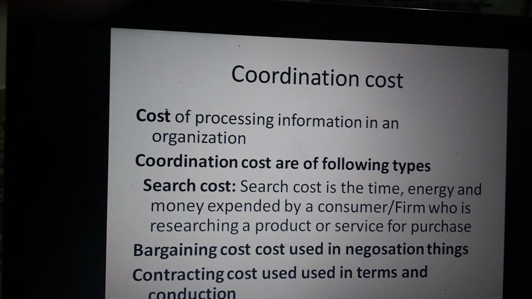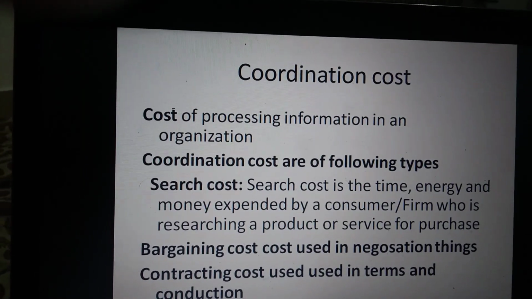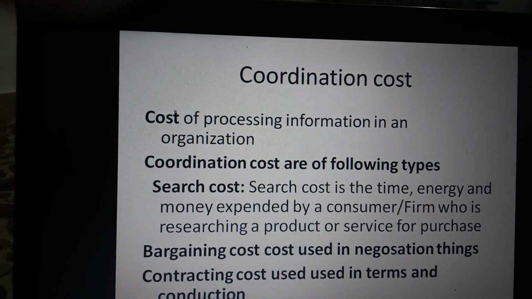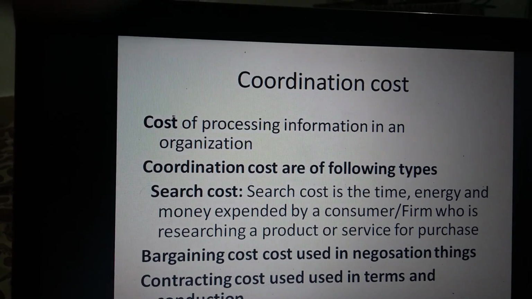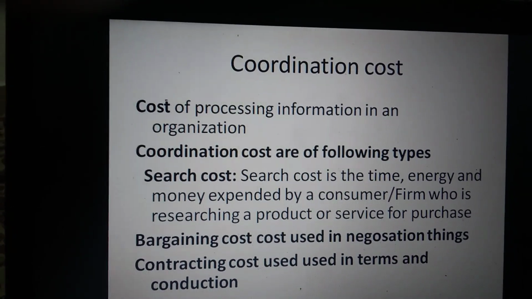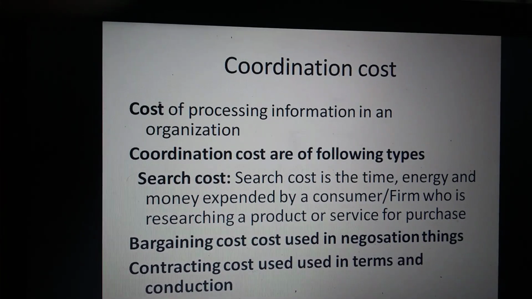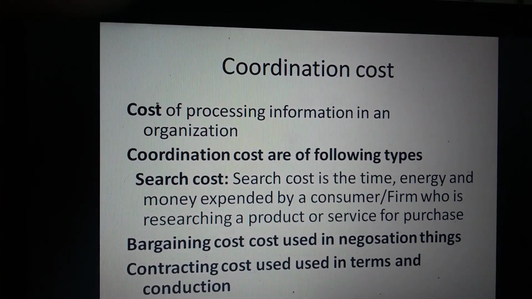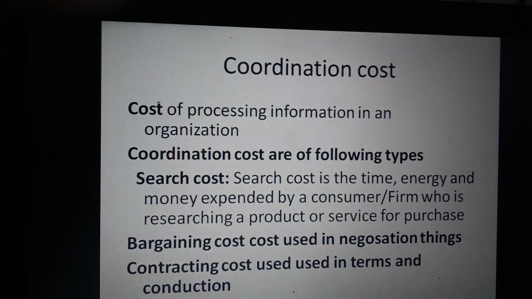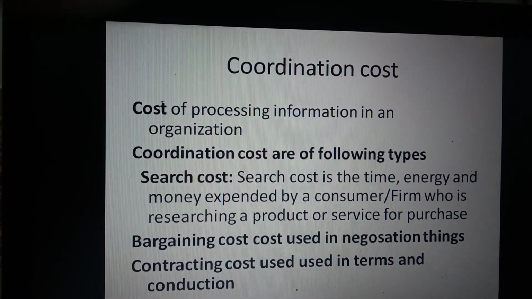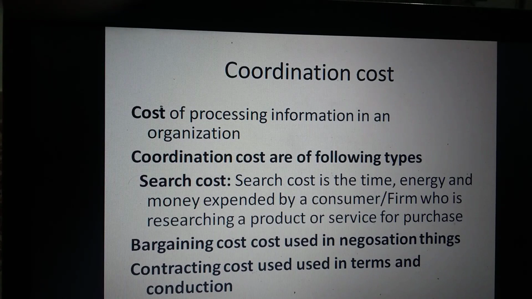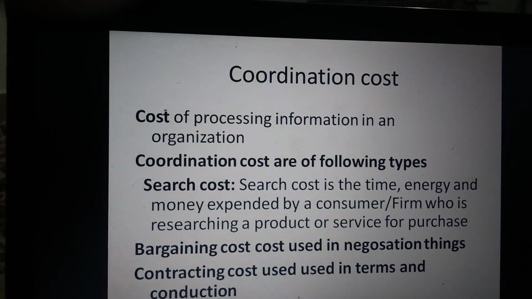What is the search cost? It is the time, energy and money expended by the consumers or the firms researching a product or service. Basically, this is the cost a company or a consumer incurs in searching for the product they need, getting all the information about the product, which kind of product they want, what quality of product. That cost of searching for a product is known as search cost.